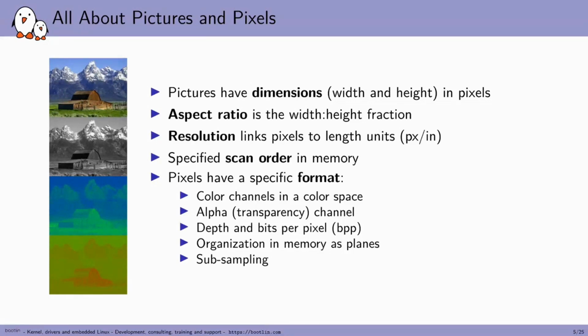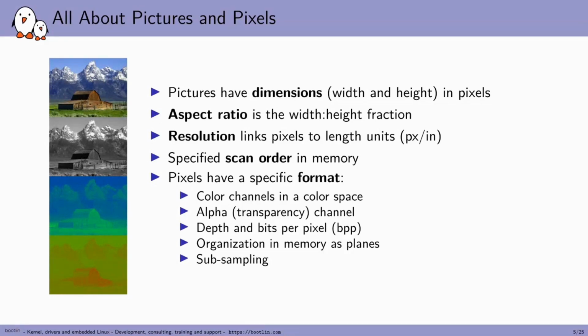Then there is something called the resolution, which is often confused with the dimensions, but it's really something else. The resolution is basically the link between the number of pixels and an actual physical length unit. So for example, in American countries, that would be the number of pixels per inch. But in European countries, there would be the number of pixels per millimeter, for example.